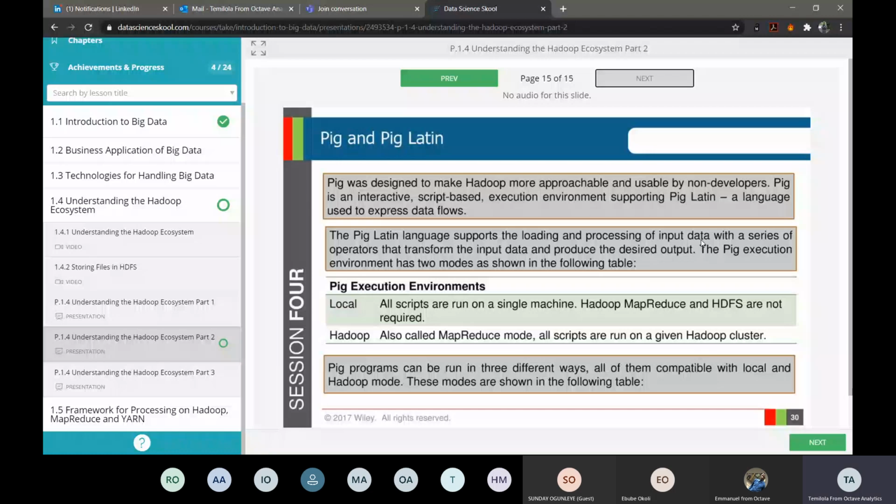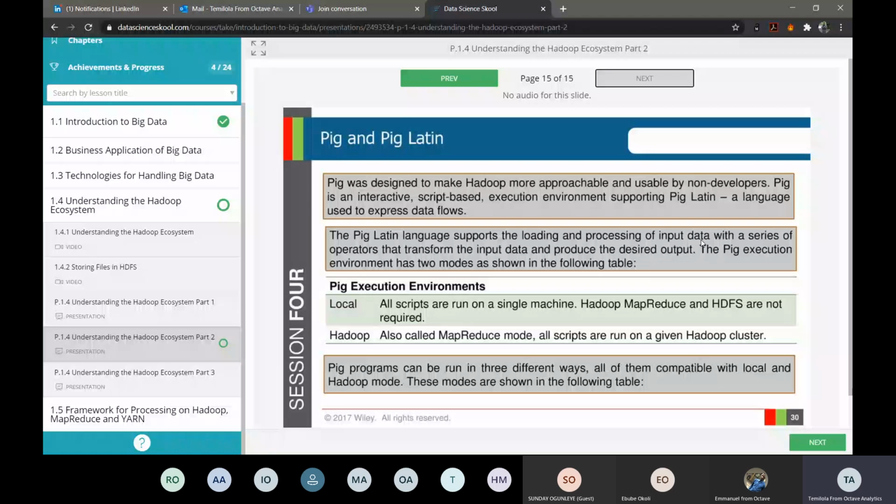Or you can run them as grunts. So what do I mean by grunt? A grunt is a command interpreter. In that command interpreter, you can type your Pig Latin statements, which is your Pig language, on the grunt command line, and the grunt will execute the command on your behalf.